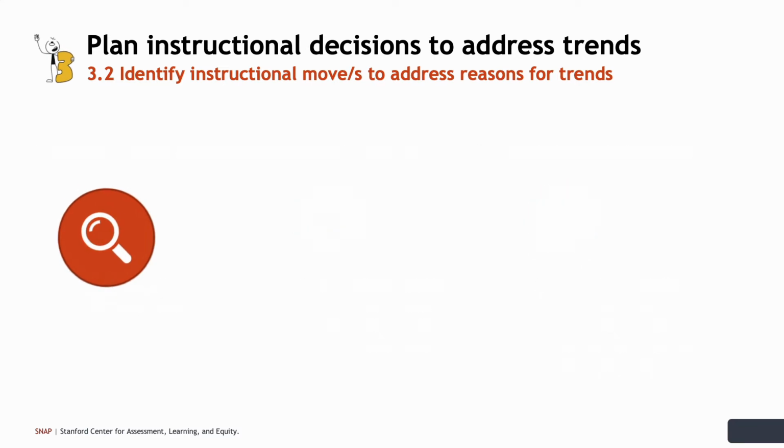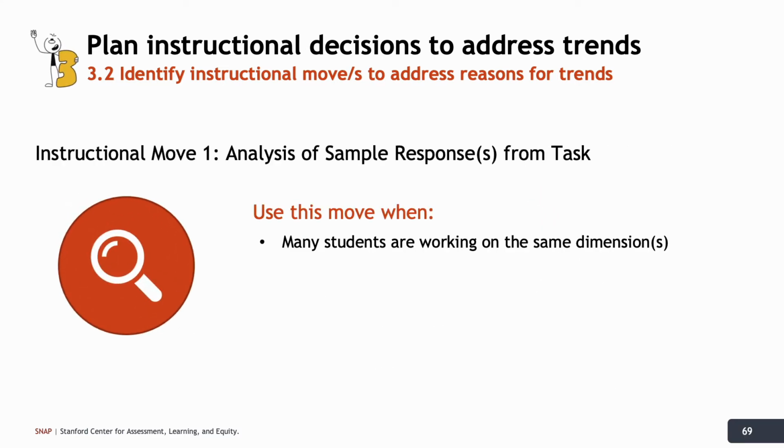If you're seeing a lot of students struggling to apply the same dimensions in their response, or if the reasons for your trends are highly specific to the ways students use the dimensions together in a question, you might consider using this instructional move, doing an analysis of a sample response from that task they just took. This move is particularly helpful when students haven't quite developed enough proficiency to be ready to apply their understanding to a new context. This kind of move falls well within students' zone of proximal development because they have a foundation to build from and you've already identified what they're just about ready to do next.